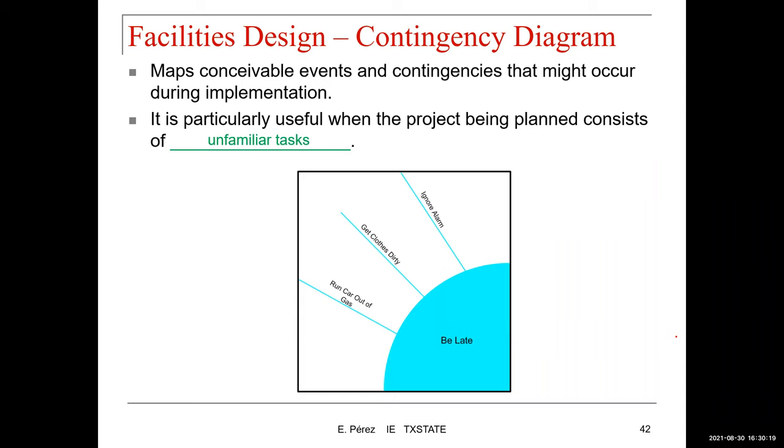So, for example, this is a very simple example, maybe related to some of us. What can go wrong that can get you late to school? These are three things: ignore the alarm, get clothes dirty, and run car out of gas. So how do you plan for those? Those three things cannot be an issue, and you can get on time, let's say, to your next class.